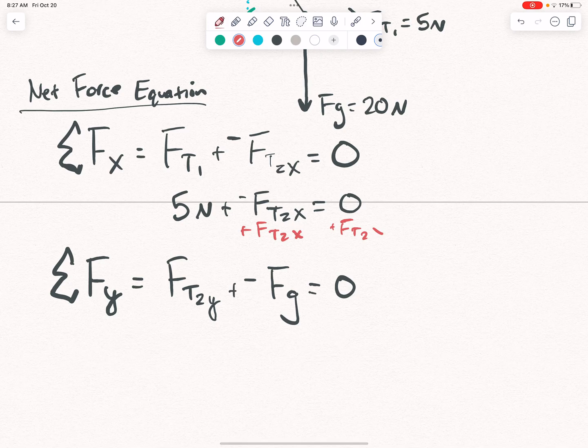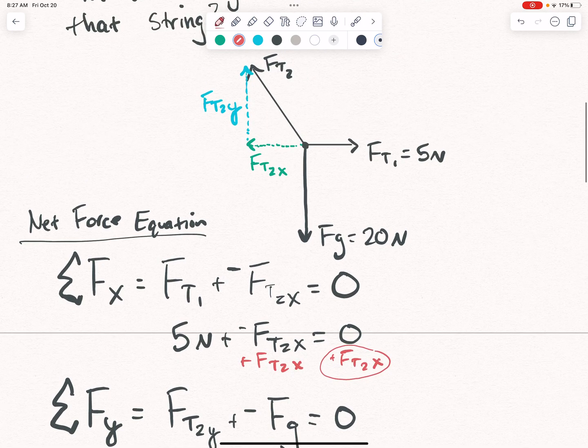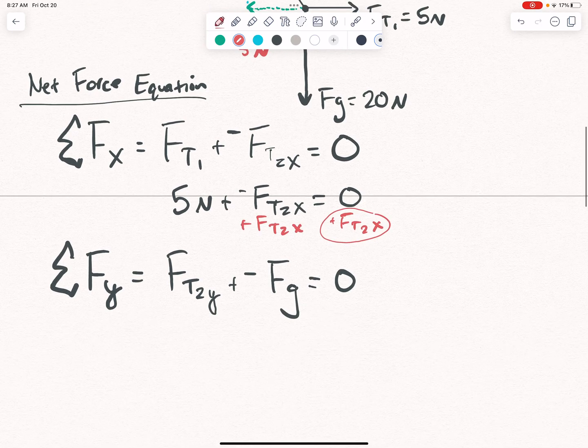And now all of a sudden I have that FT2 in the X direction is equal to 5 newtons. So this basically lets me solve for what that value is going to be. And by setting the math up like this, it just tells me what the quantity is going to be. So from that, I know that this is 5 newtons. And you can kind of see the pattern here.